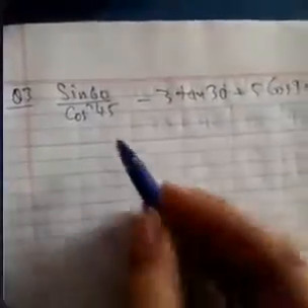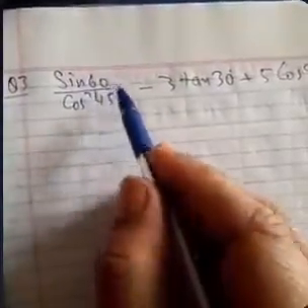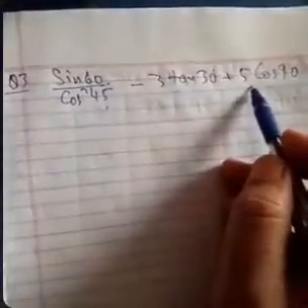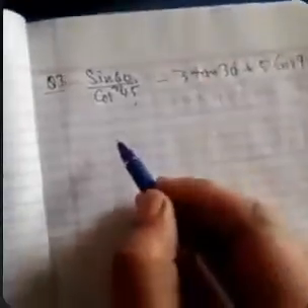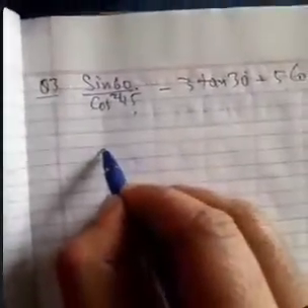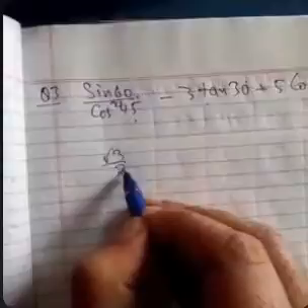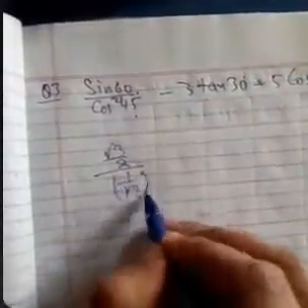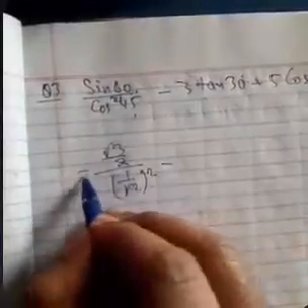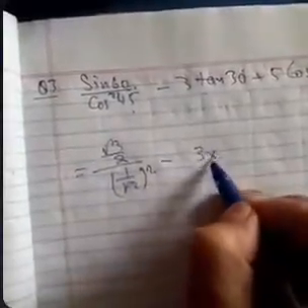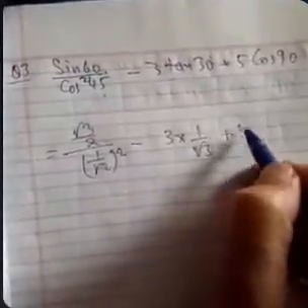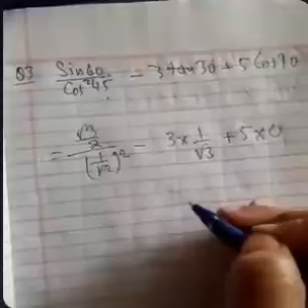Now look at question 3. Sin 60 upon cos square 45 minus 3 tan 30 plus 5 cos 90. Okay children, look at here. Now putting the values, sin 60 is root 3 upon 2. Now cos 45 is 1 upon root 2 whole square, minus 3 tan 30. The value of tan 30 is 1 upon root 3. Value of cos 90 is 0, put here.